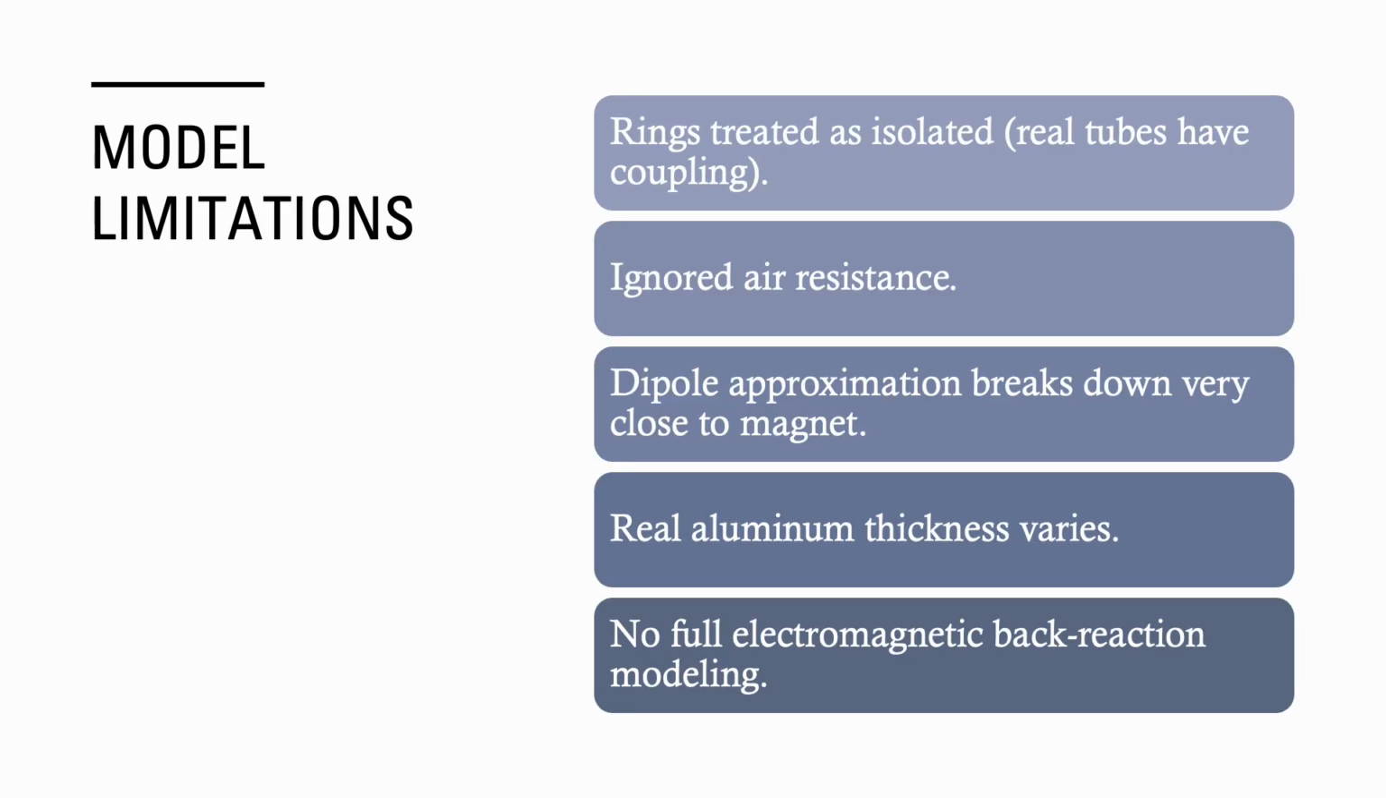There are several limitations to the model. The rings are treated as independent, but in reality, they interact electromagnetically. Air resistance is ignored, and the magnet is approximated as a perfect dipole. The aluminum thickness may vary, and the computational model doesn't include full electromagnetic back reaction. These differences can cause deviations between real behavior and the simulation.